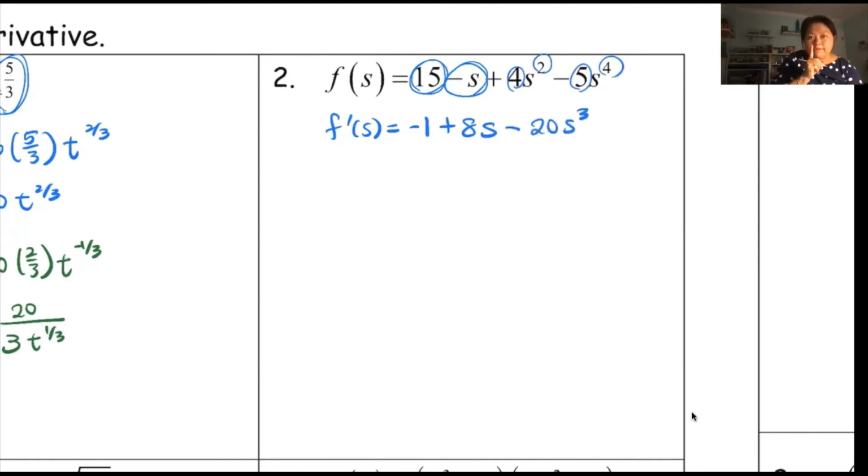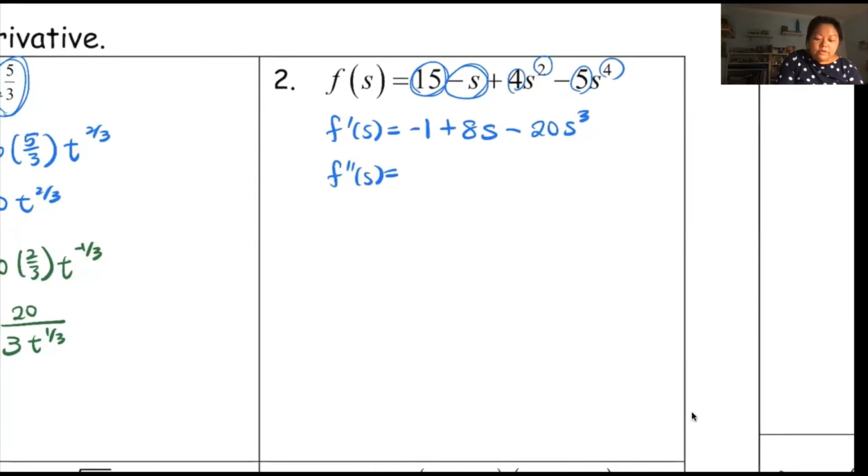So that's the first derivative. All right, let's keep going. Second derivative. In the second derivative, this negative 1 is a constant, so it'll go away, becomes 0. The 8s will give me the coefficient of 8, minus 20 times 3, that's 60s squared. I'm going to clean up a little bit because I don't want to write that on my derivatives. All right, keep going. We still have some terms here.